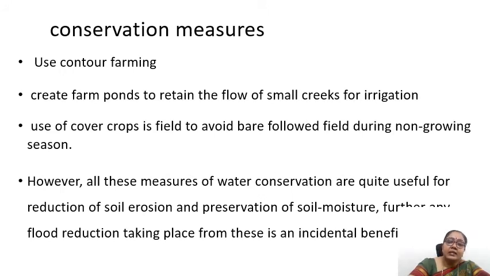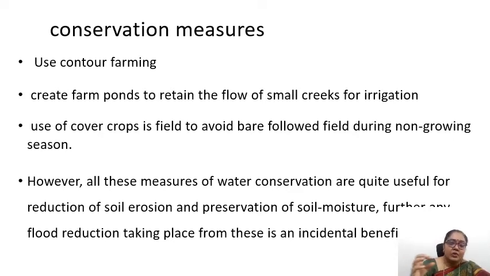Then, what were the conservation measures that were possible? One, using contour farming, then creating farm ponds to retain the flow, small checks or creeks for irrigation, and use of cover crops in fields to avoid bare lands during the non-growing season. The measures of water conservation were very useful for reduction of soil erosion and preservation of soil moisture. Further, flood reduction also took place as an incidental benefit.